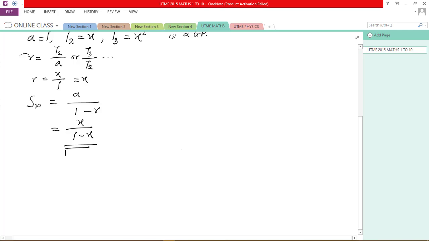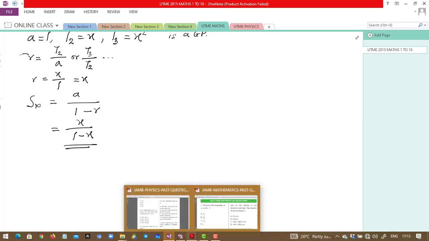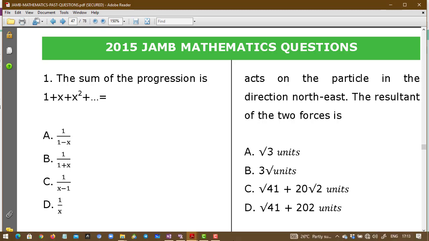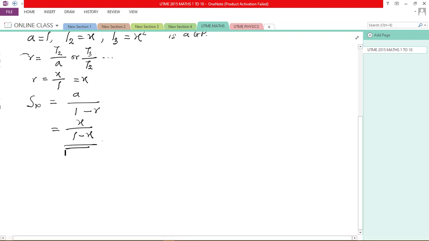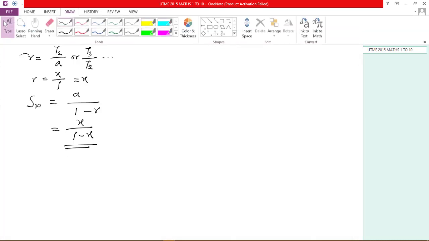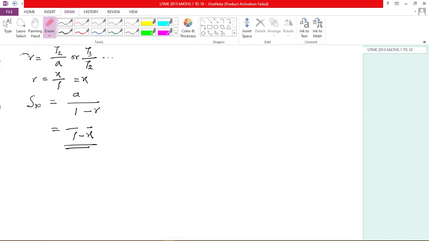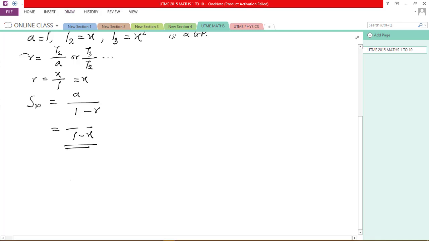So let's go back to the question and see which one is the answer. Oh, sorry, there's a mistake in the solution. Our a is 1, so this one is wrong. Let me just clean it. So our answer is 1 over 1 minus x.